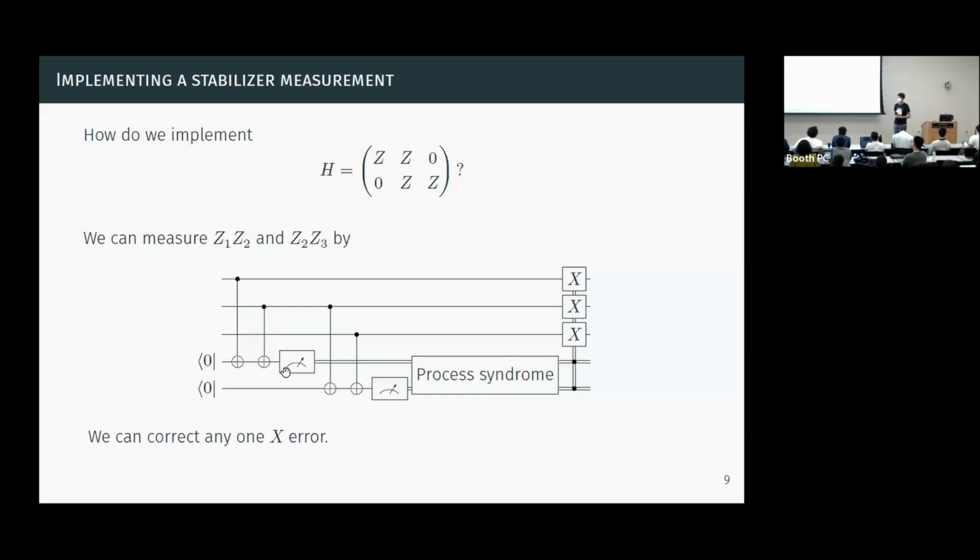Yeah, so what is this process syndrome? It is purposefully a black box. It's a whole subfield of research in error correction. It's basically what is known as a decoder, right? So it takes in classical bits of information from your error correcting code, and then tells your quantum computer what corrections to apply to your data to fix the errors.